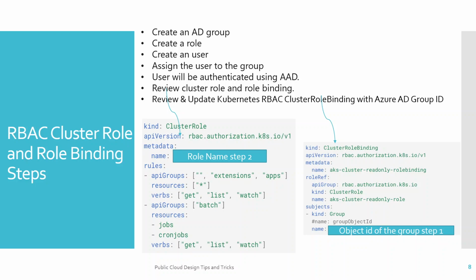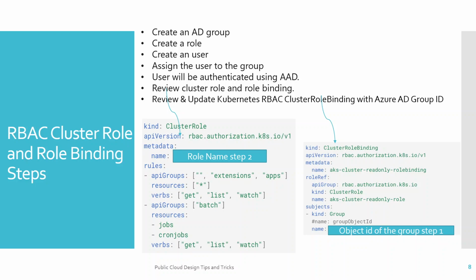It's from a YML file, and once that gets created, then the group that we created in the Azure Active Directory, when you create a group in Azure Active Directory, you will get an object ID for that group, and that object ID should be assigned to, or bound with, this cluster role in the second step.